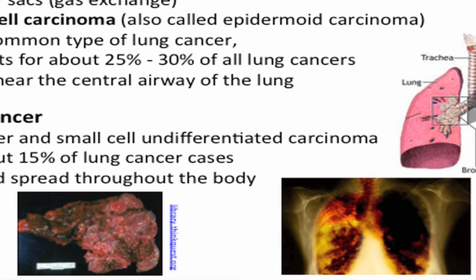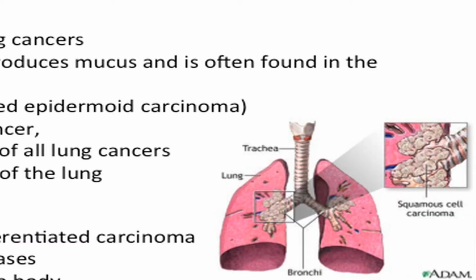there, and when those cells start to go awry, then you end up with tumours growing right on the extreme ends of the lung. And then the other one is the squamous cell, which is more centrally located, and that accounts for 25 to 30%.